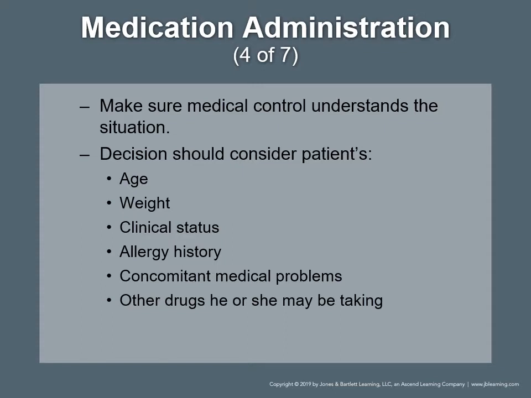Make sure medical control understands the situation. The decision to order administration of any medication is complex and should involve consideration of the patient's age, weight, clinical status, allergy history, concomitant medical problems, and other drugs he or she may be taking. It is critical that you obtain and communicate complete, accurate information about the patient to the physician.